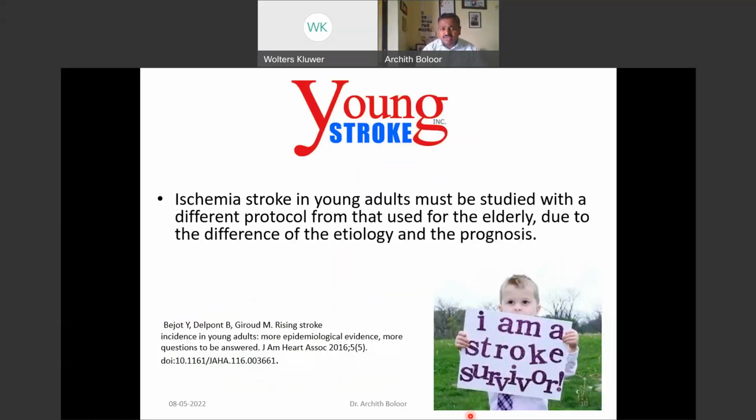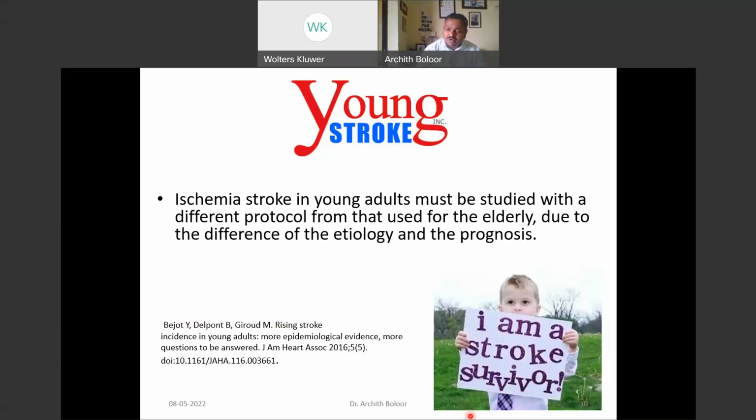So young stroke, as various studies have defined, this is the latest of the definitions, in 2016, the Journal of the American Heart Association described it, where they said that we have to give particular importance to younger people because it's very important that stroke does not cause death alone.